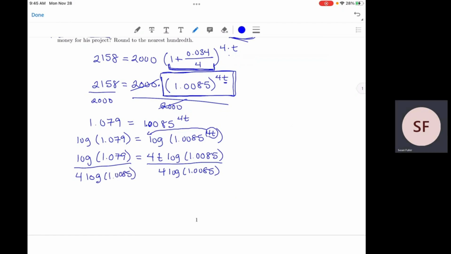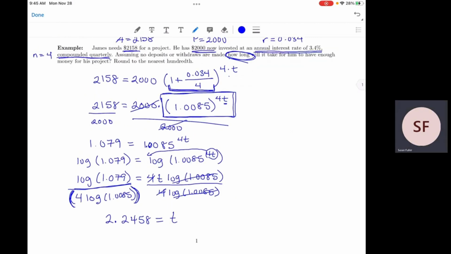Okay, when I do that, I have t left over here because everything else cancels. And I can take log of 1.079 divided by 4 times the log of 1.0085. When you're putting this in a calculator, make sure you put parentheses around that whole denominator so that your calculator doesn't get confused with order of operations. And when I put that in a calculator, I got 2.2458.